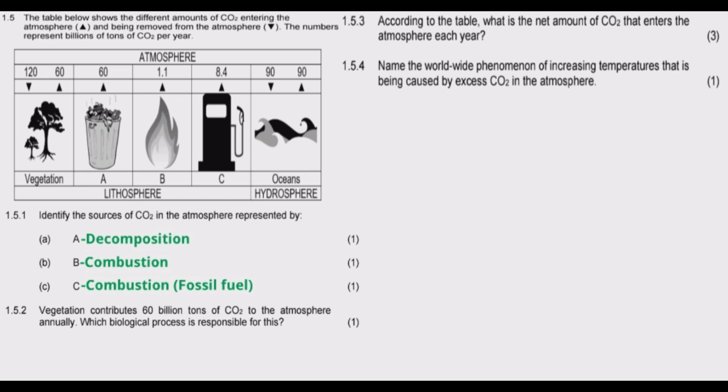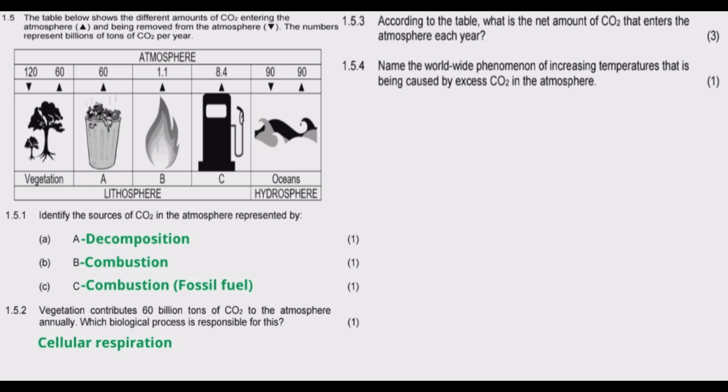Okay, so we come to question 1.5.2. Vegetation contributes 60 billion tons of carbon dioxide to the atmosphere annually. Which biological process is responsible for this? This is cellular respiration. You and I should know that at night, plants respire as well. They take in oxygen and produce carbon dioxide at night, although not at a higher rate compared to what happens during photosynthesis during the day. So the correct answer is cellular respiration.